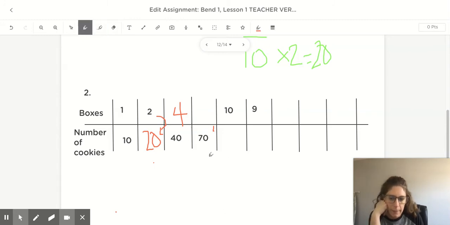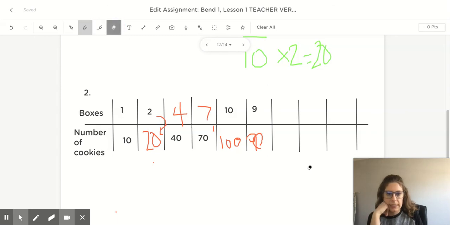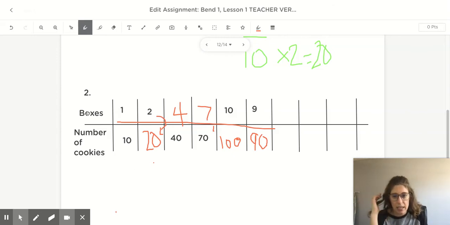For 70 cookies, how many boxes would that be? Well, each box has 10 cookies, so I know 7 times 10 would get me 70 cookies. If I have 10 boxes, that would be 100 cookies. And if I have 9 boxes, that would be 90 cookies. Now, I want you to notice, that's a bad 90. I want you to notice that I don't necessarily need to put my numbers up top in order because I'm really just thinking about the relationship between my 2 categories. So in this case, the boxes and the number of cookies in each box.